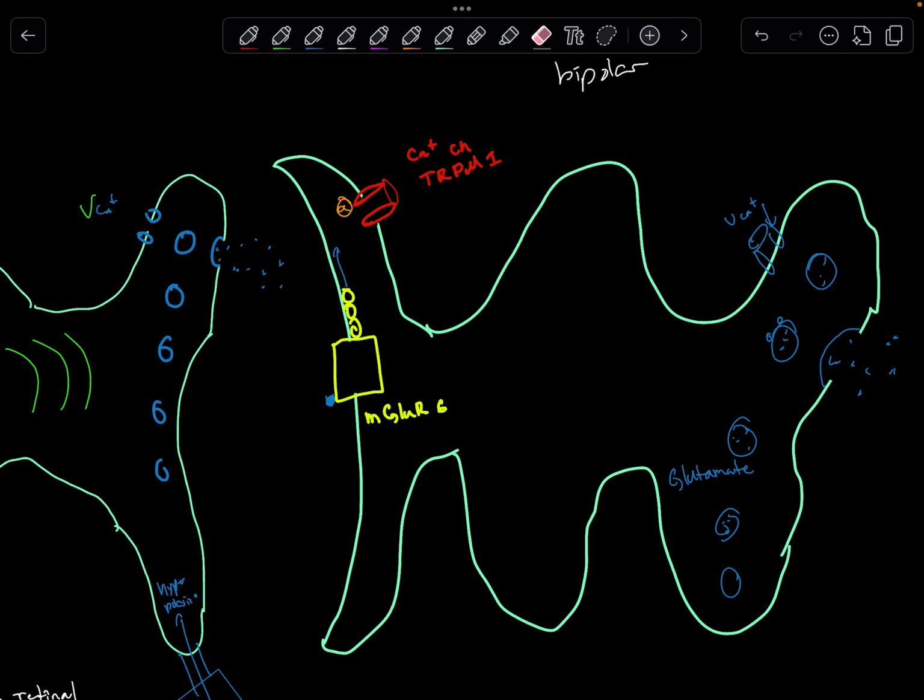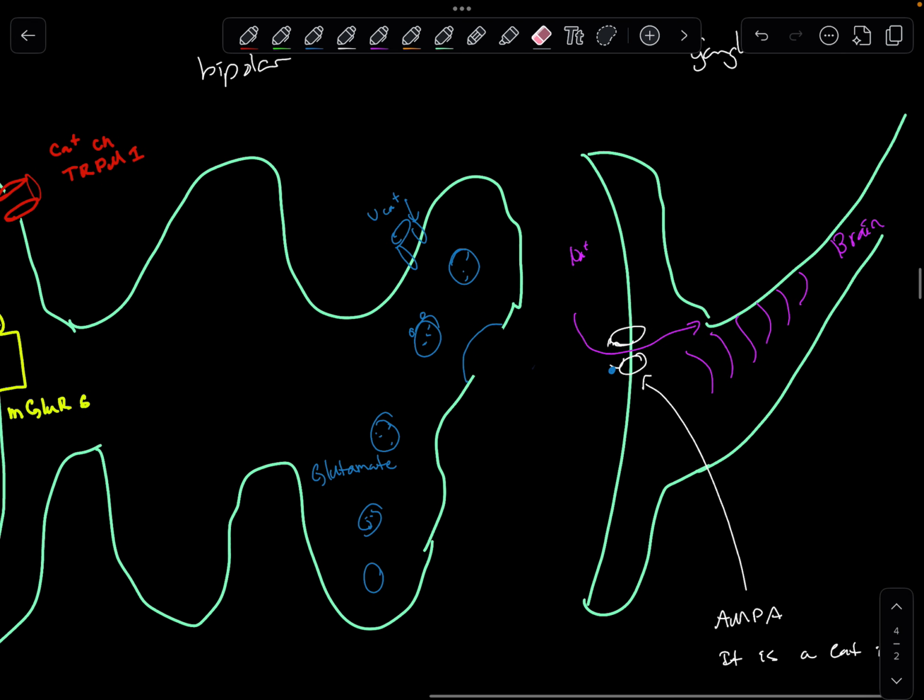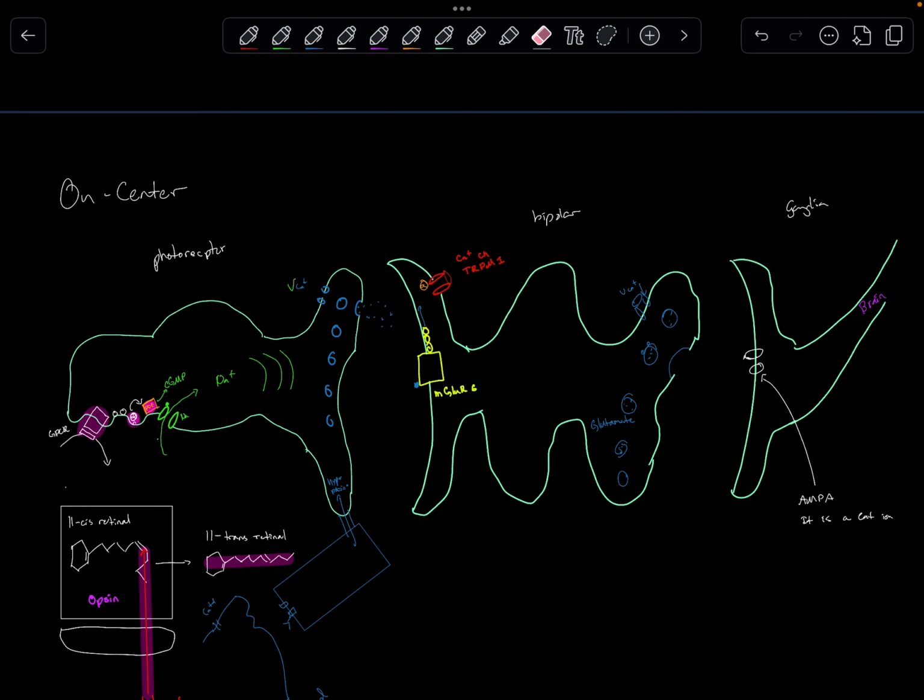So that means no glutamate is released. And that means that no action potential can occur. So hopefully that made sense.